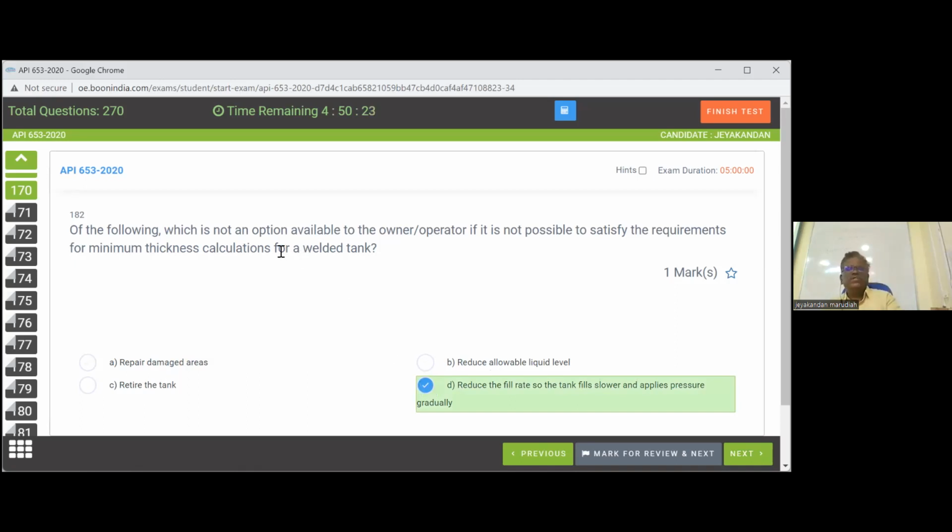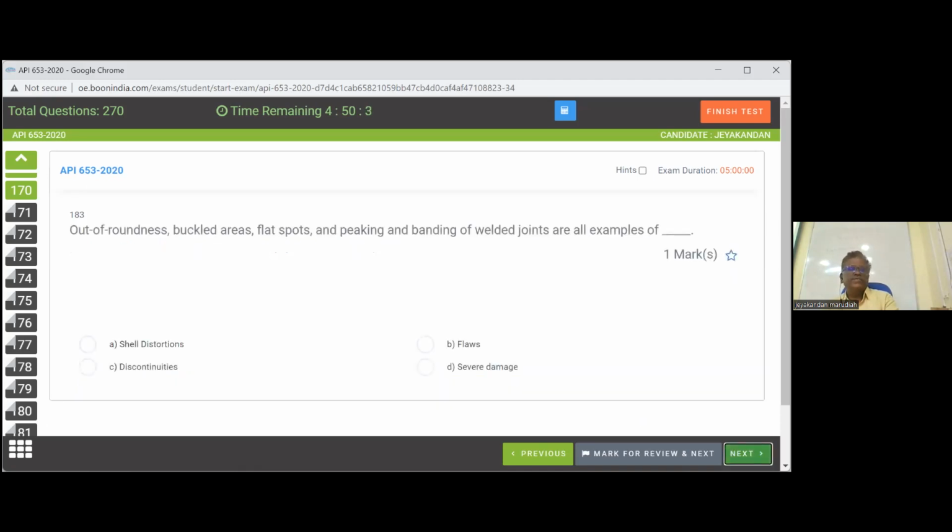See, which is not an option available if it is not possible. Suppose the minimum thickness is less than the required thickness. Either you have to reduce the liquid level, or you have to repair the area, or you have to repair the tank. This is not allowed. We cannot reduce the fill rate. Fill rate will not allow. Okay, next.